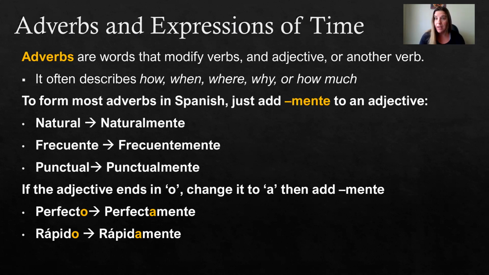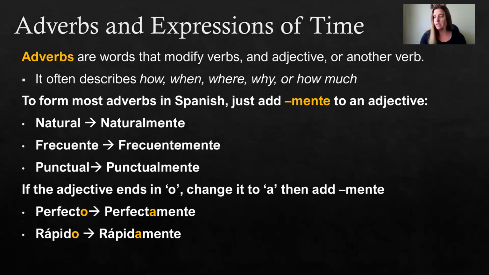The way to form an adverb from an adjective is you take an adjective and you add -mente to the end of it. So natural becomes naturalmente, naturally. Or frecuente, frequent, becomes frecuentemente, frequently. Puntual, puntualmente, punctually. If the adjective ends in O, as many of our adjectives do, you're going to change the O to A before you add -mente. So perfecto becomes perfectamente, or rápido becomes rápidamente.